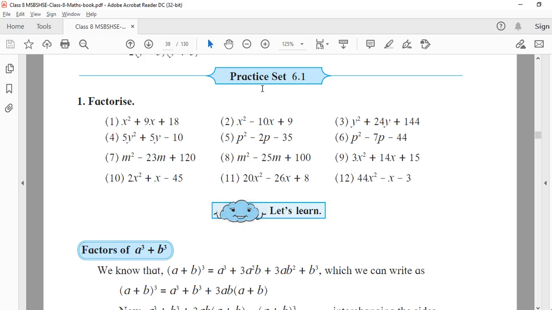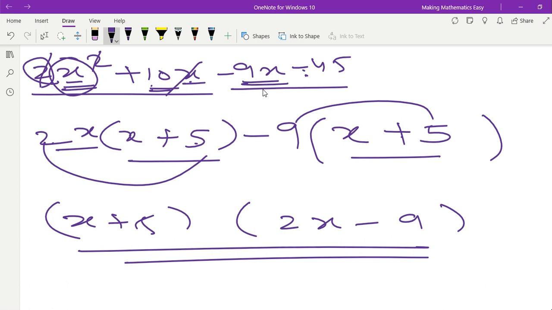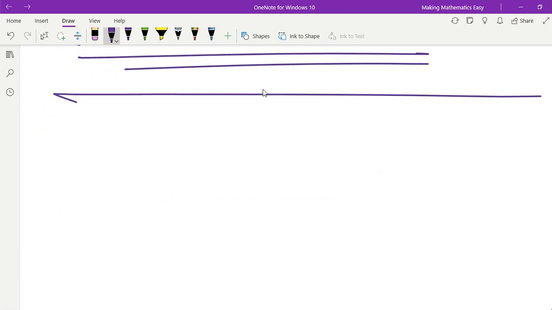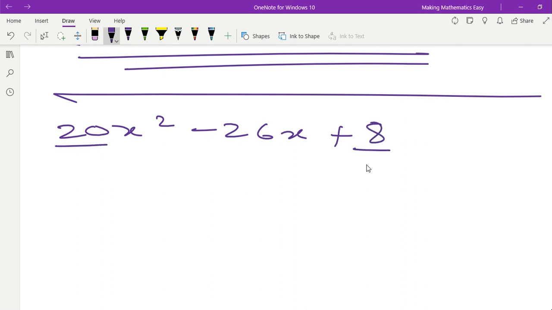Now let's move on to sum number 11, which is 20x square minus 26x plus 8. So this will be 20 into 8. So that is 160 and that too plus. And this is minus 26.